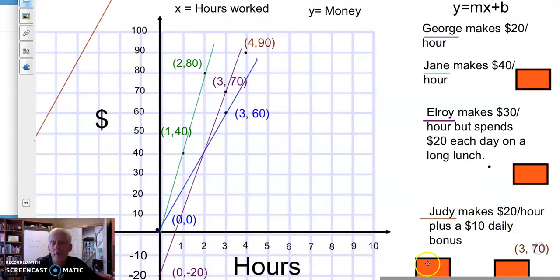Oops, I got two 370s. Where did my other graph go? I lost a graph here.